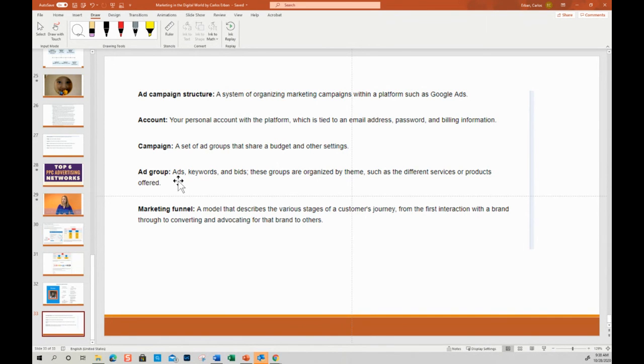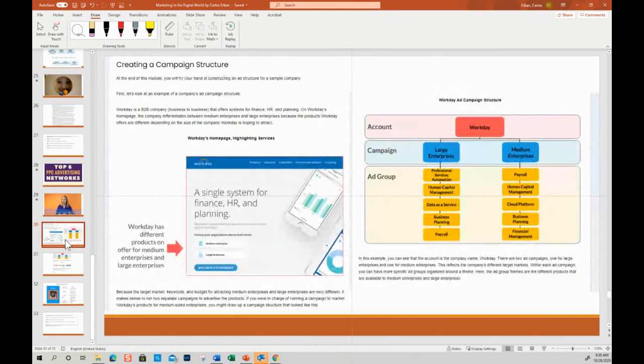Then you have an ad group, which is the ads, keywords, bids. This is the way you organize everything within each of the different campaigns. So here, your ad group. Think of these as functions or benefits, or if you have a store, clothing for children, clothing for women, for men, for whatever. The structure that makes sense.